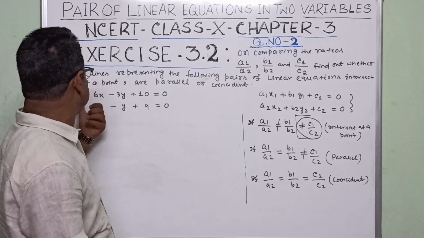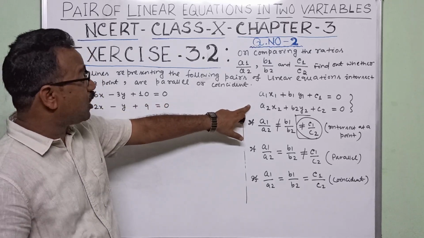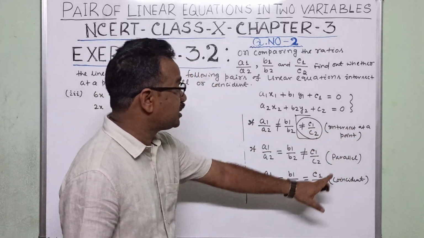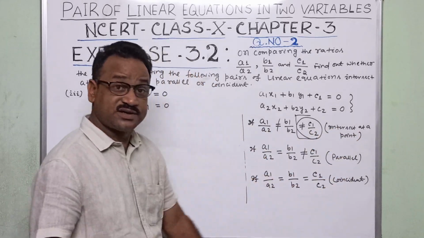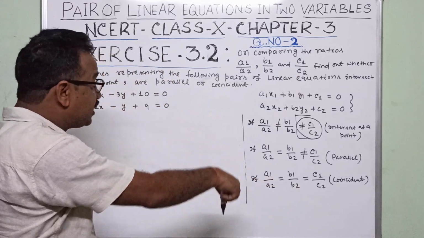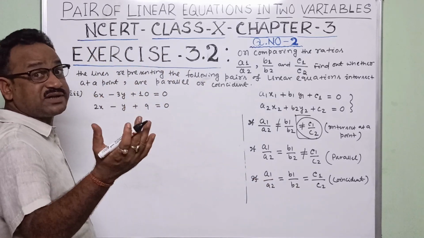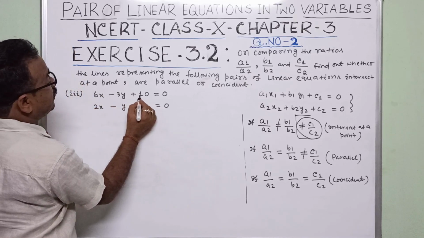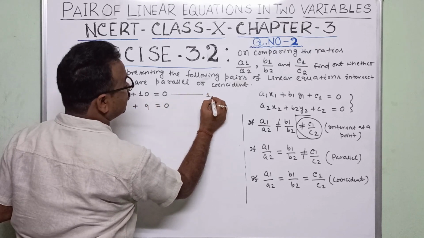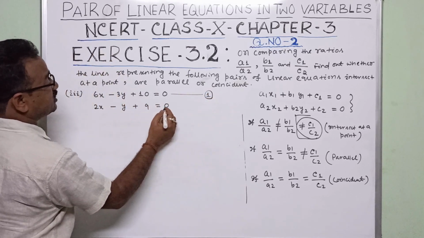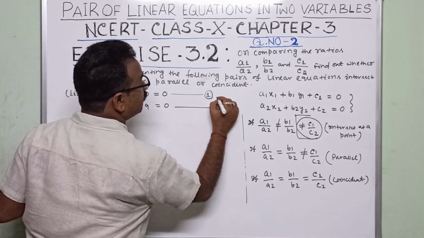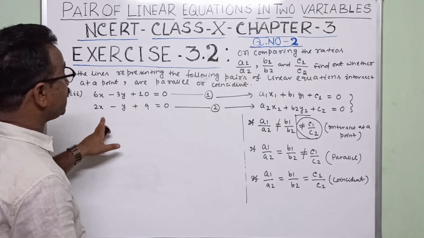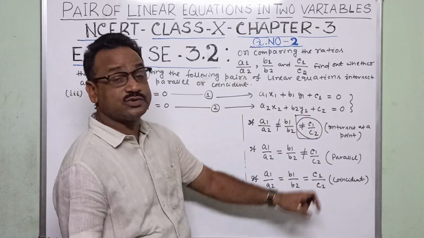Now move on to part three. Already you know the general form and the conditions for the lines to intersect at a point, be parallel or coincident. Again and again I am telling, recall it from the conceptual part. Now we are given two equations: 6x minus 3y plus 10 is equal to 0, equation 1, and 2x minus y plus 9 is equal to 0, equation 2. We compare with a1 x plus b1 y plus c1 is equal to 0 and a2 x plus b2 y plus c2 is equal to 0.